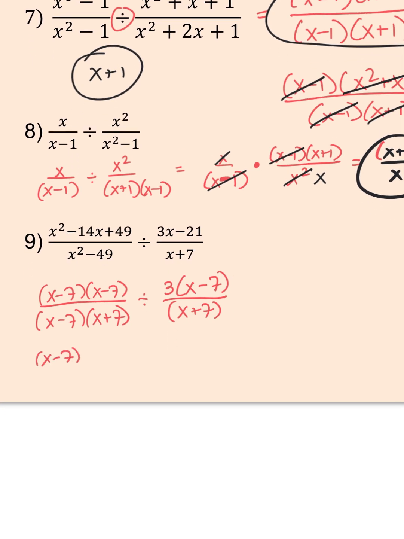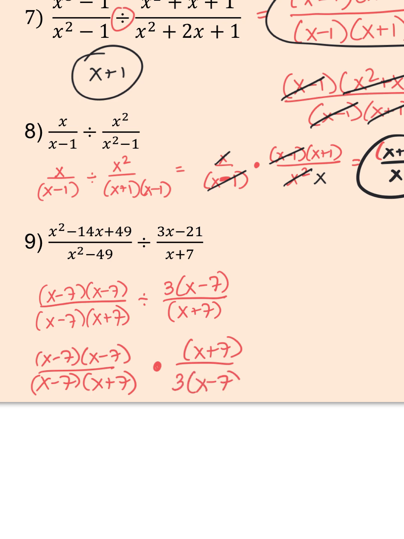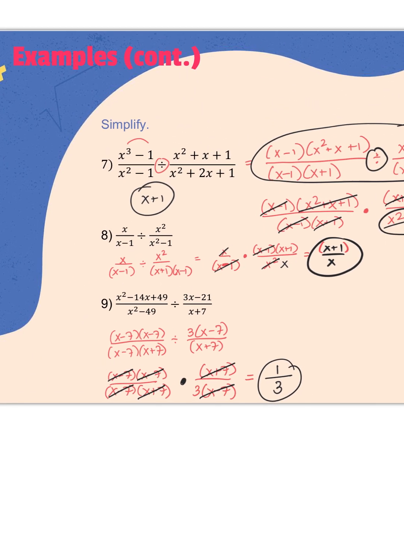So again, the fraction on the left, let me just rewrite it, x minus 7, x plus 7, change it to multiplication, flip the fraction on the right, 3 times x minus 7. And now that I did my stay, change, flip, now that it's a multiplication question, I'm now ready to cancel. So x minus 7 and x minus 7, another x minus 7 and x minus 7, x plus 7 and x plus 7. And notice that I'm left with nothing on the top, which is just 1, and a 3 at the bottom. And so my answer is 1/3.